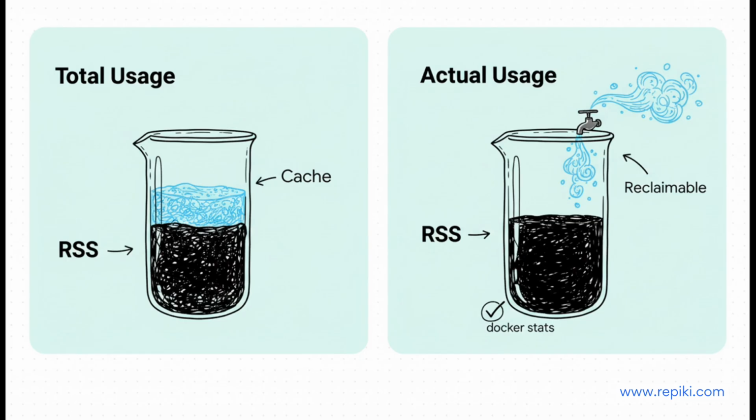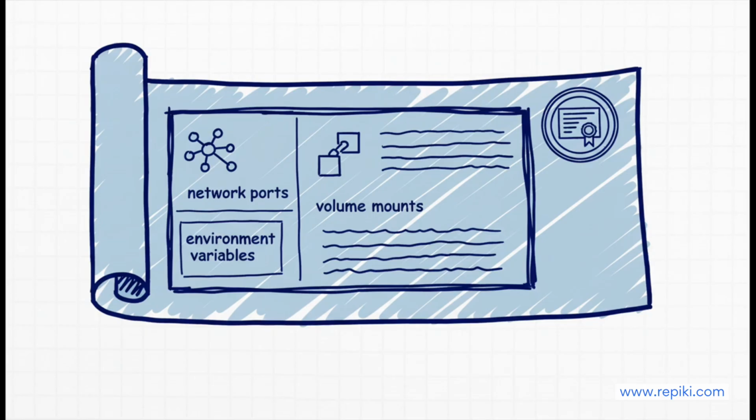It reports the container's memory usage minus that cache, giving you a much more accurate picture of the actual memory pressure your app is creating. So stats gives you the live vitals, but Docker inspect gives you the container's entire life story. Think of it as its birth certificate, its ID card, and its architectural blueprint all rolled into one. It holds every single detail about how it was configured, from network settings and IP addresses to volume mounts and environment variables. It is the absolute source of truth.